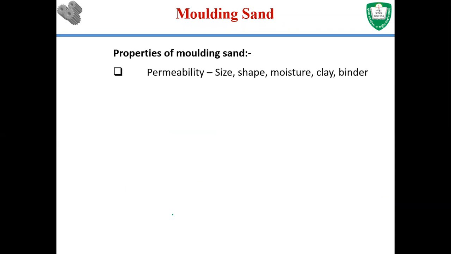And also similar to the core, we need to have certain properties of the molding sand. For example, the first one is the permeability. It is similar to the core, as I discussed in the core section. The molding sand should have a sufficient amount of permeability, so that gas generated in the mold can get out of the mold very easily.